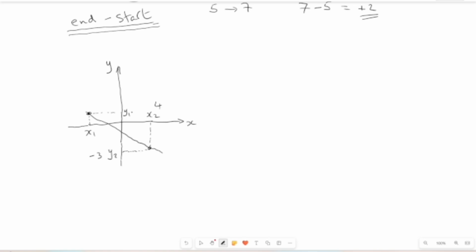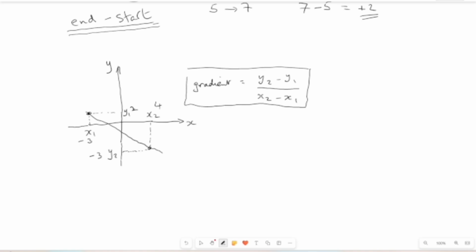Y1 here is positive, so let's make that 2. And x1 here is negative, so let's make that -3. So the gradient then equals end, which is for y's, it's y2 minus y1. Remember, it's end minus start over x2 minus x1. And this is the only formula you need to remember for this. And it works all the time.